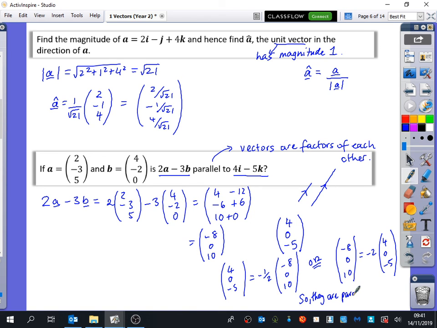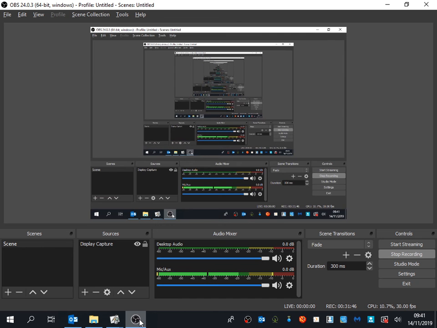That's all you need to do, is you need to show that they are factors and then show that they're parallel. If they're not parallel, you just need to show that you can't do that. You just need a sentence say they cannot be written as factors. Okay? I know you've had quite a lot of stuff just crammed in there. I'm going to stop the video there and then we can do some practice.